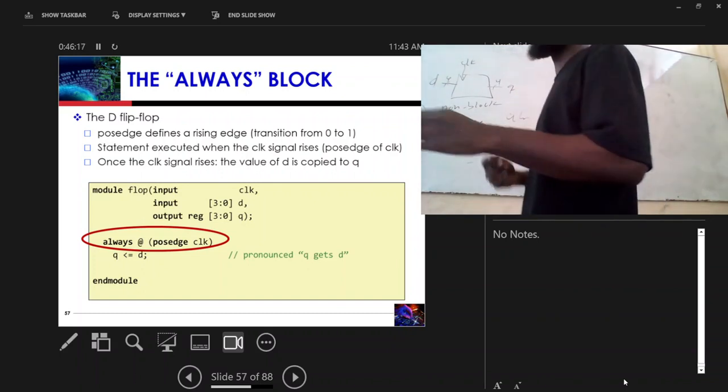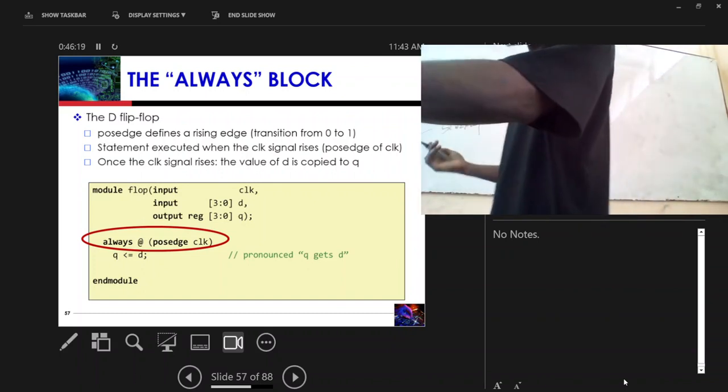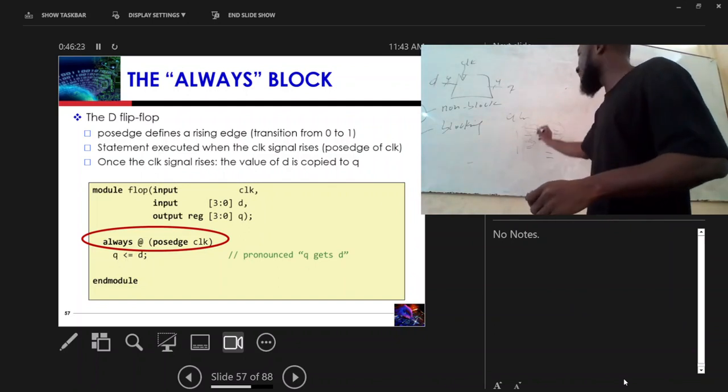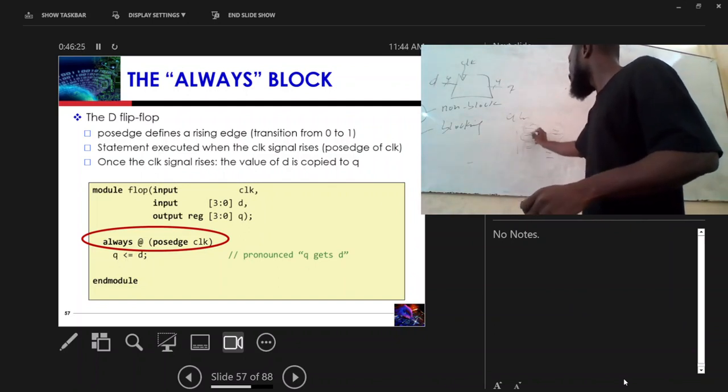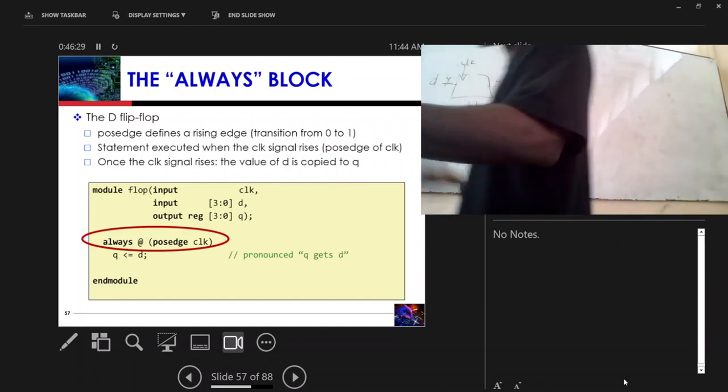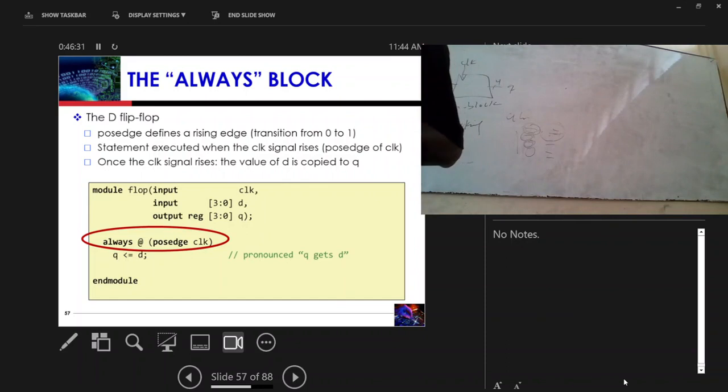Once I use the blocking one, we treat it like C. This statement will block the next statement, so this statement will execute first, then the next one, then the next, like C. But anytime I use the non-blocking one, any statement that follows is done at the exact same time. Understood?